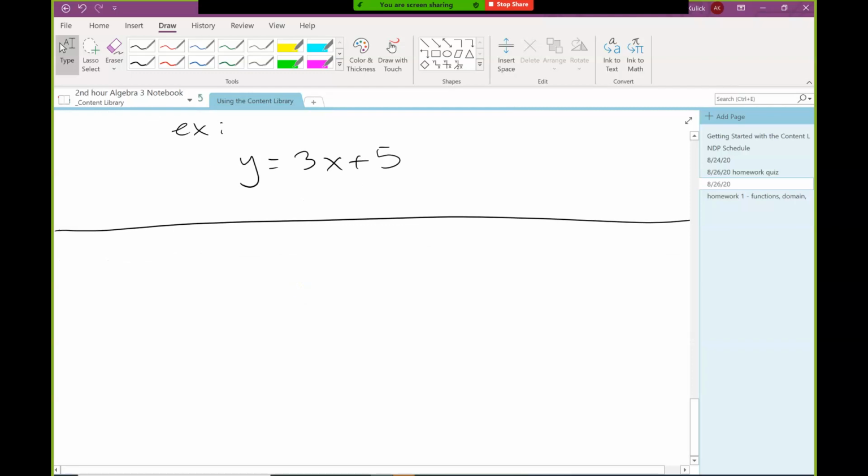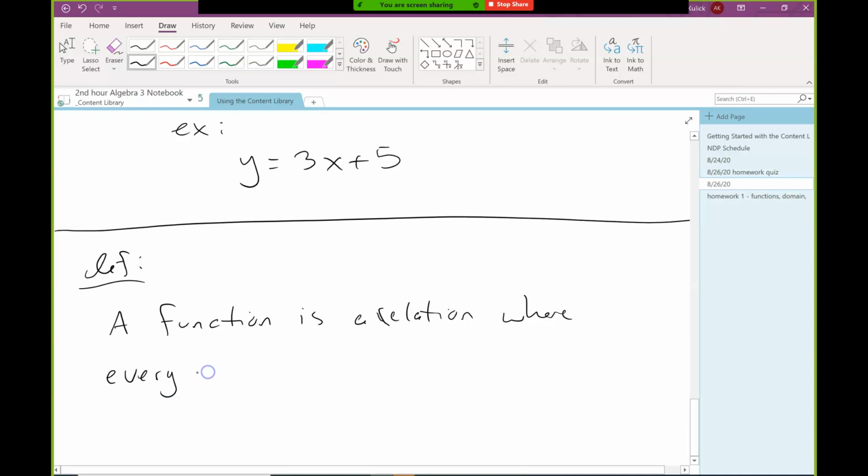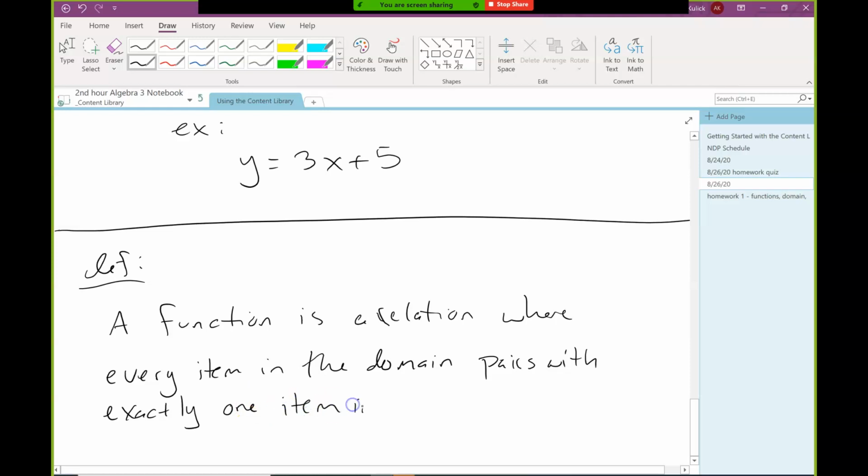Next up, we're going to talk about a very special kind of relation. So we say that a function is a relation where every item in the domain pairs with exactly one item in the range.